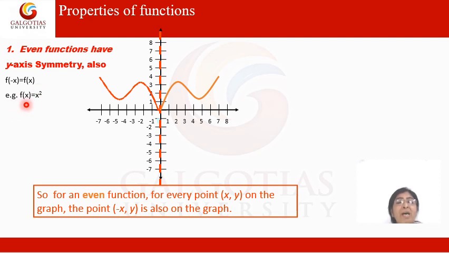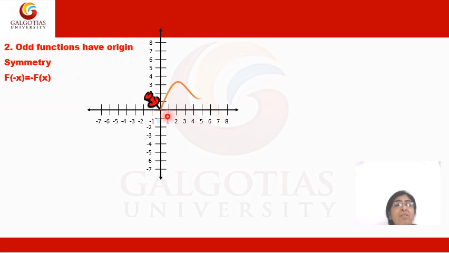For example, f(x) = x squared. So for an even function, for every (x, y) on the graph, the point (-x, y) is also on the graph. Odd functions have symmetry about the origin.